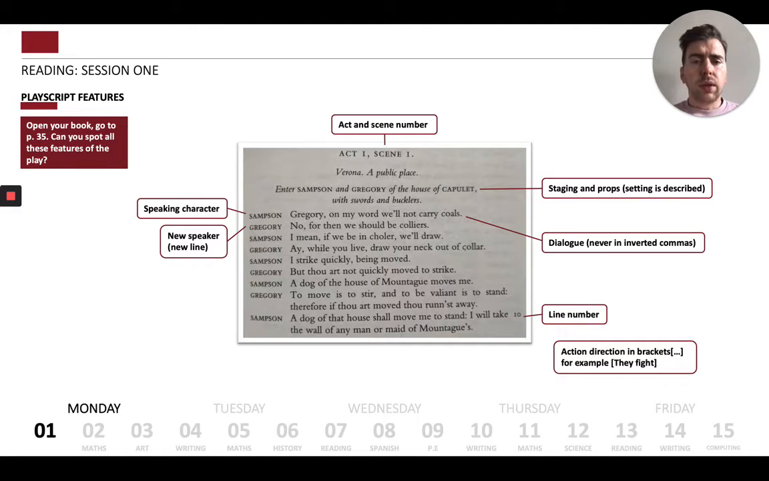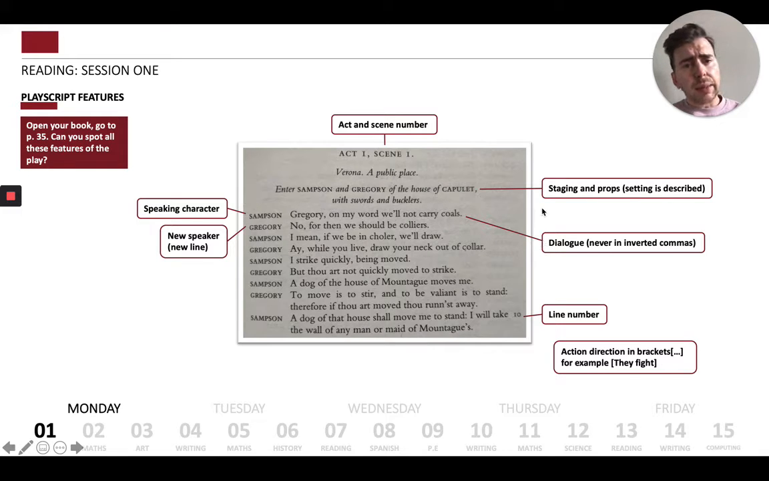Now, a play looks a little bit different to a story, some of the stories that we've looked at in Year 5. And some of you will be familiar with a play, but I just want to draw your attention to a few things in case you have forgotten. So, in a play, there is a lot of dialogue. In fact, a lot of it is dialogue, but we never ever use inverted commas. If you want to know who is the speaker, you look on the left-hand side, and it tells you exactly who the speaking character is. And it tells you also if there's a new speaker, because they'll be on a new line.